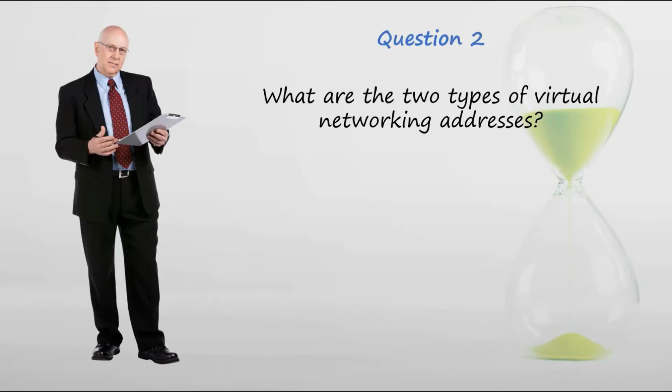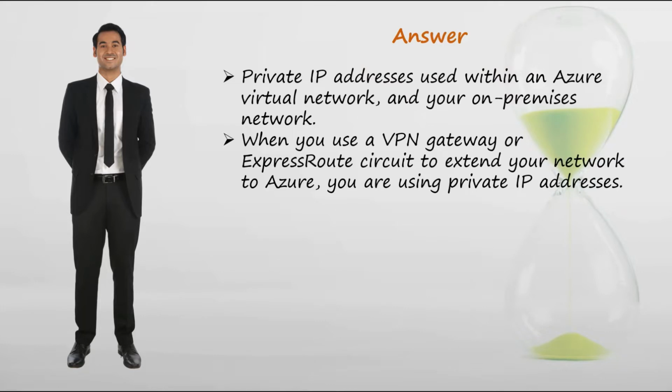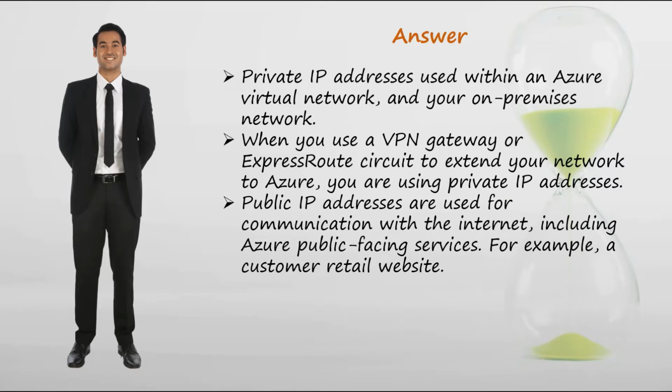What are the two types of virtual networking addresses? Private IP addresses are used within an Azure virtual network and your on-premises network. When you use a VPN gateway or ExpressRoute circuit to extend your network to Azure, you are using private IP addresses. Public IP addresses are used for communication with the Internet, including Azure public-facing services. For example, a customer retail website.